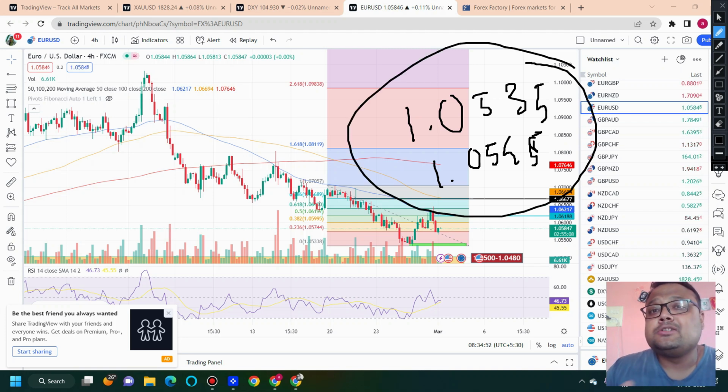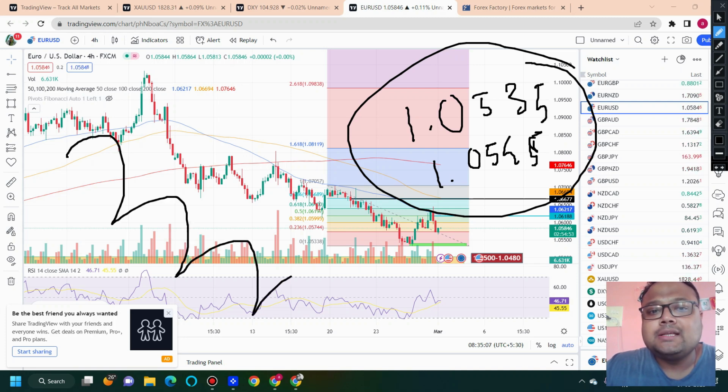But keep in mind, this is not a strong support. We have already discussed plenty of times that in a trending market like this, there is no strong support. Because usually you will see the market breaking the support and going down, because the structure of the market is like this, forming lower lows and lower highs.